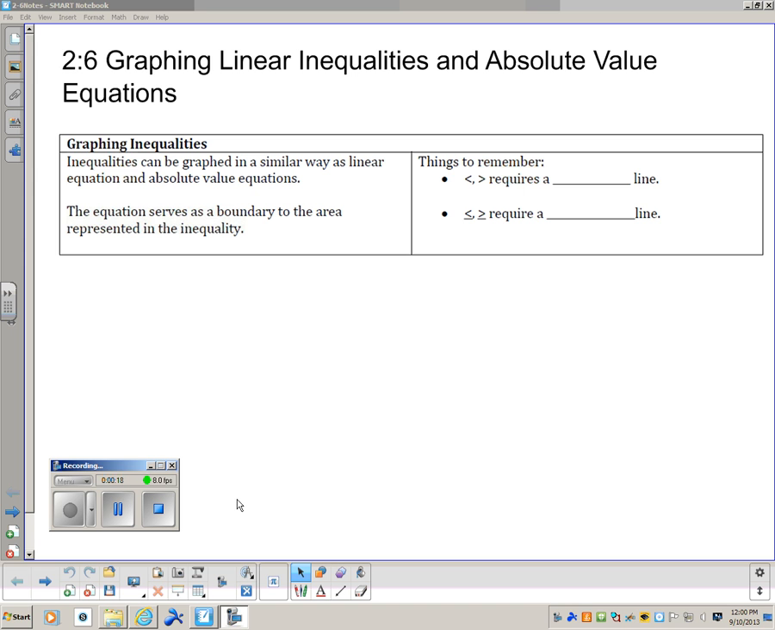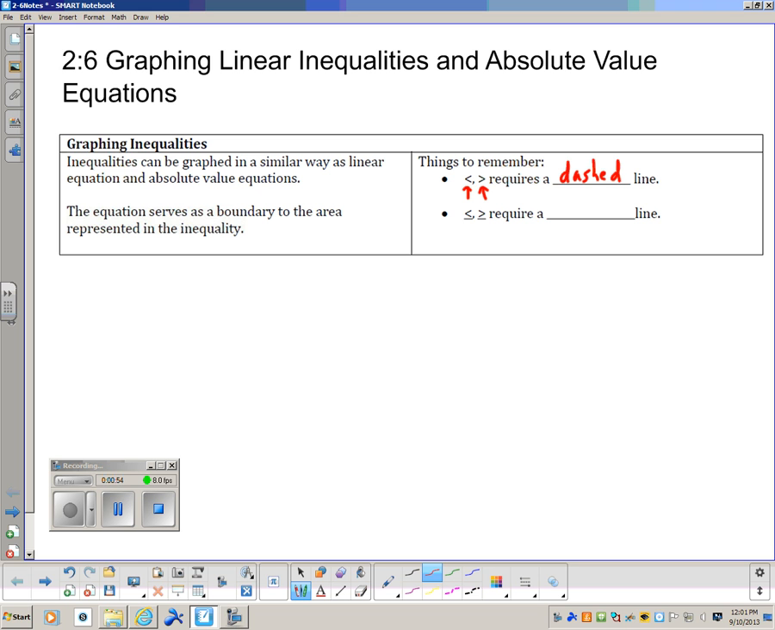You're going to be graphing out a line and then you're going to be shading on one side or the other. But to be able to do this, remember we've got dashed lines and we've got solid lines when we're going to graph these. So if you have this first symbol here, that is the less than symbol. And this one here is the greater than symbol. When you don't have that nice little line underneath it, it requires a dashed line or a dotted line.